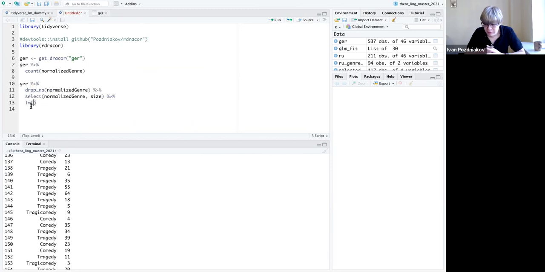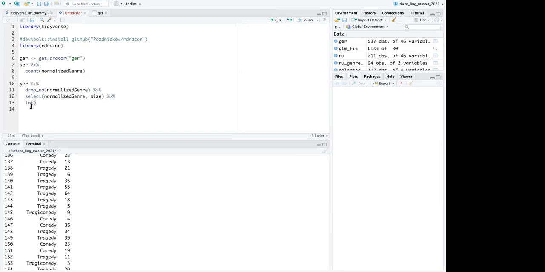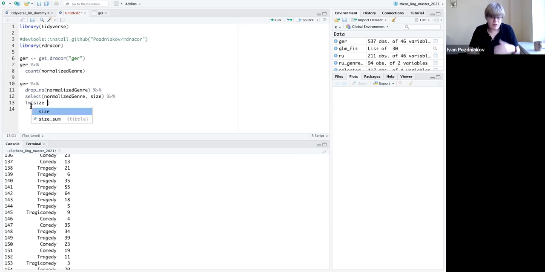what should I write here? Try to recover the logic that we used in the LM function. So what are the main parameters in the LM function? So should we write size tilde? No? Right, so size goes to the left because it's the outcome. So we predict something on the left with something on the right.